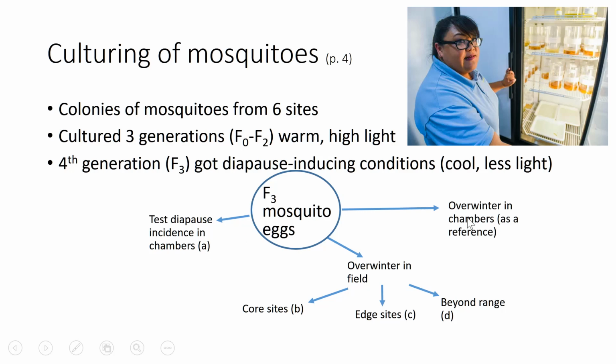For some of them, they're going to overwinter them in chambers as a reference condition, and that's going to be kind of the best possible conditions for the mosquitoes in their egg survival. And then for the rest of them, they overwintered them in the field. And this is again the egg survival test. They overwintered them in the field for 2 months, either at core sites, edge sites, or beyond the range of the current distribution of these species. So I say sites, but there's one core site, one edge site, and then one site beyond the range.